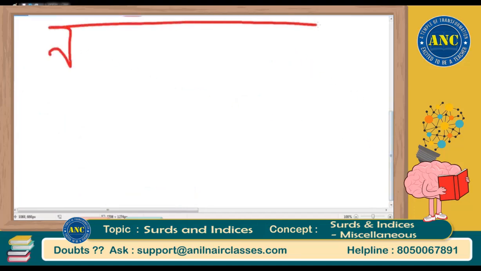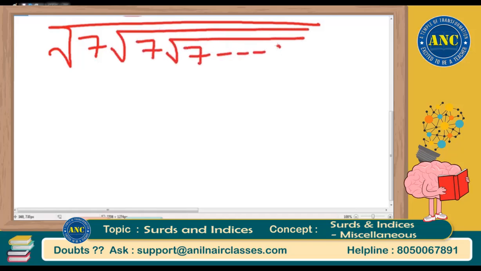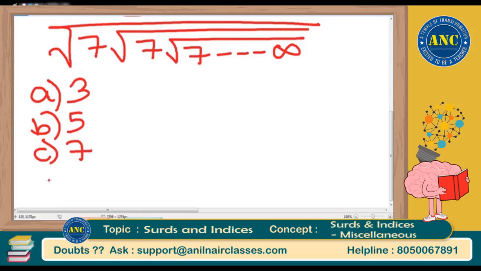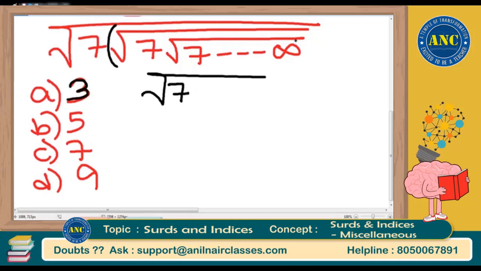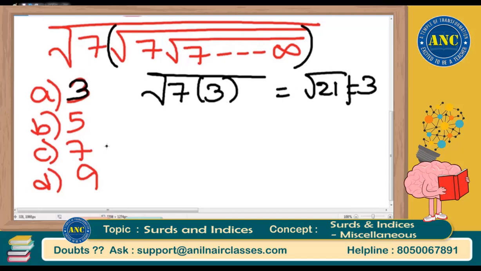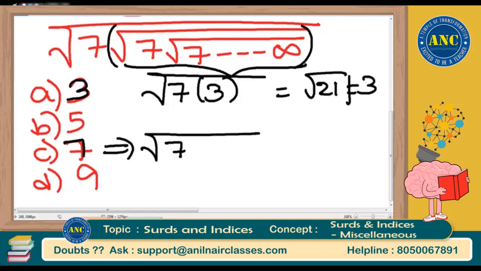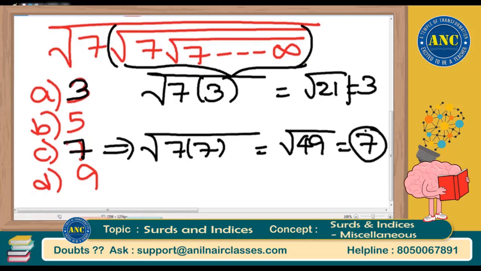Method 2. Square root of 7 into square root of 7 into square root of 7, infinite terms. Your answer options are 3, 5, 7, 9. Beautiful way of solving again. First square root, write it as it is. If I use the first option, this entire thing I will substitute as 3. Square root of 21, I assumed it as 3. Is it equal? No. If I take the third option, first root 7 I wrote, this entire thing I substituted as 7. Square root of 7 into 7 is square root of 49. It is equal to 7, which is nothing but my assumption. That is my answer. Method 2, so beautiful.